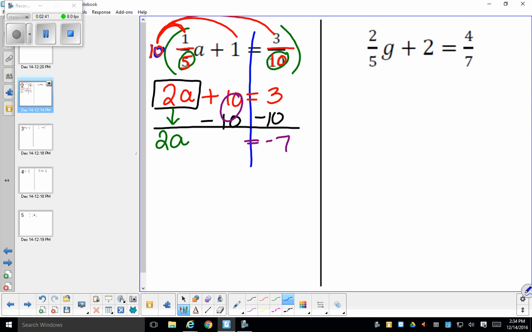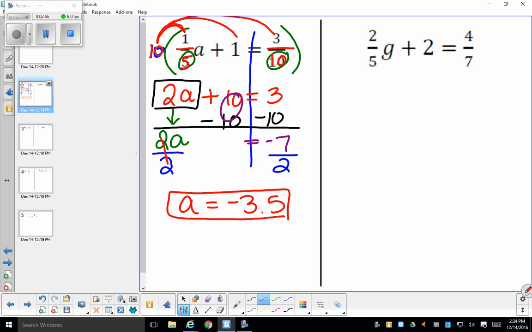Now, our goal is to get the variable a totally alone, and it's not totally alone right now. So I'm going to divide by 2, copy, paste. So we end up with a equals -3.5. Notice I don't even have a decimal involved in the problem until the very last step of putting -7 divided by 2 in my calculator and converting from an improper fraction to a decimal.